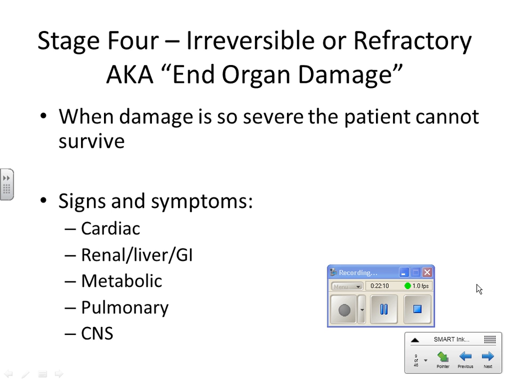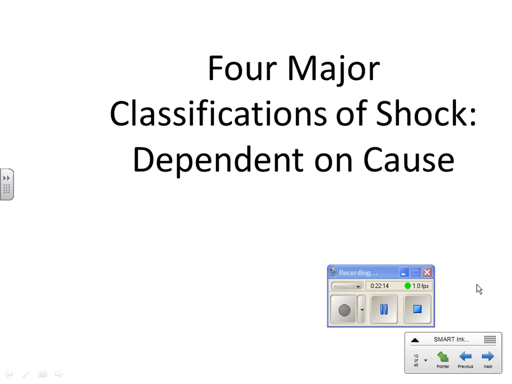Okay, so those are the 4 stages. And now we're going to talk about the classifications, the causes of shock. There's a lot of things that can cause a patient to go into shock, and they're all going to go through these stages that we just talked about. Some of the signs and symptoms for some types of shock might be slightly different, and I'll be highlighting those differences.